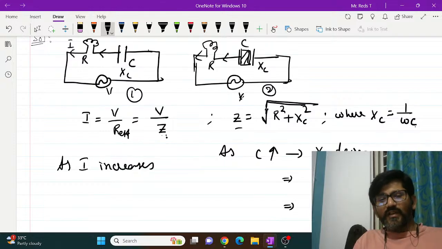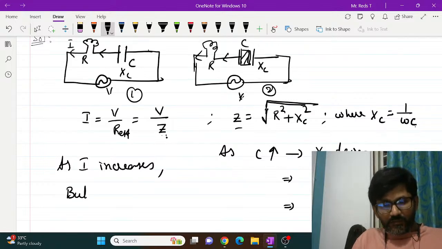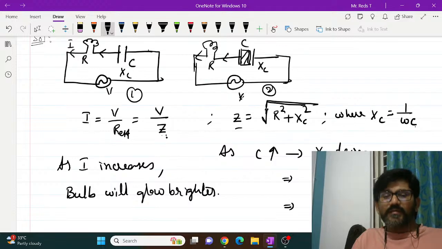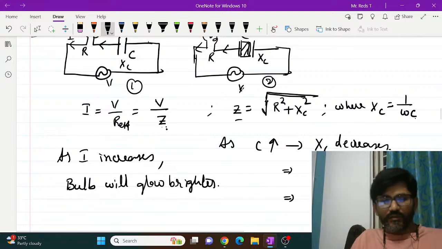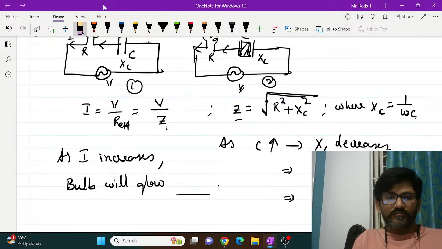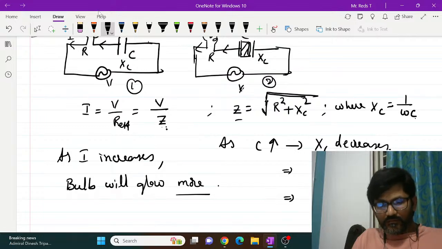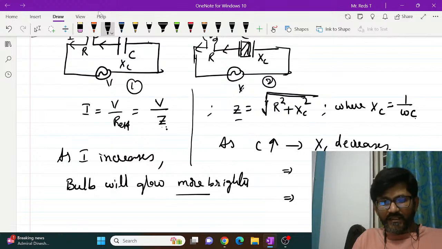As I increases, the bulb will get more current supply. As I increases, the bulb will glow brighter than the earlier condition. So what you can understand is that the glow of the bulb will increase. The bulb will glow more brightly. So this is how you have to understand this kind of question.